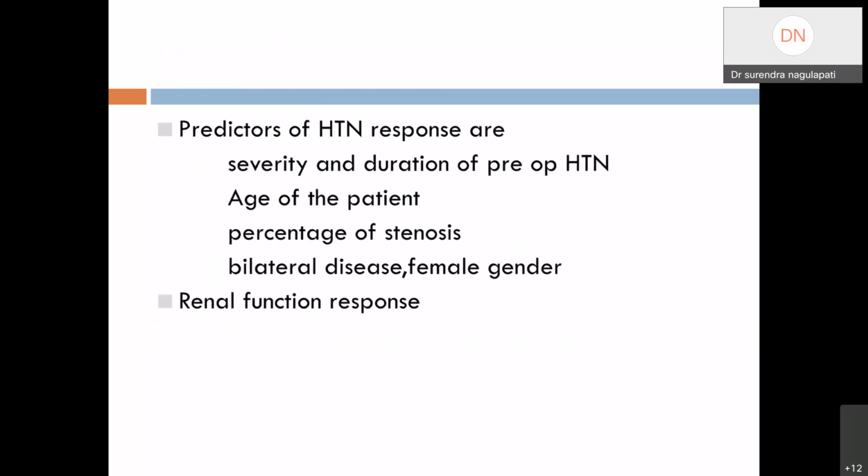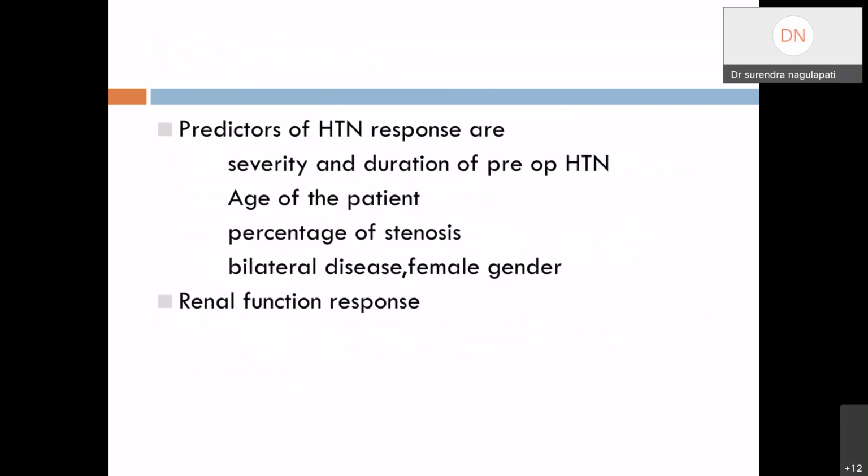And when coming to the predictors of hypertension response: preoperative duration and severity of the hypertension, age of the patient, percentage of the stenosis, bilateral disease, and female gender. When they are younger, there is good response with the stenting procedures.